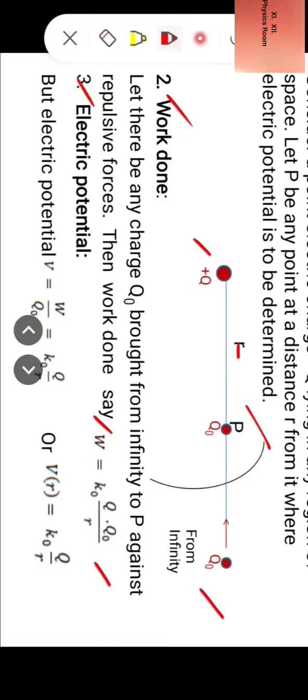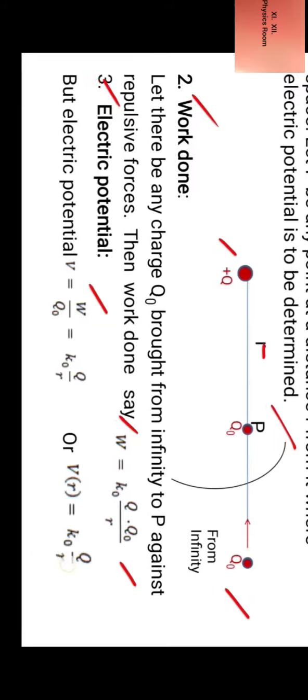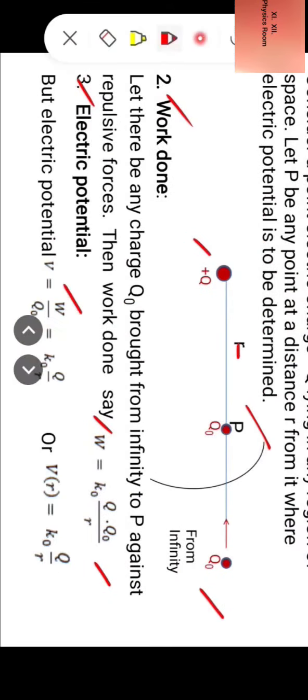Now, third, electric potential. Because electric potential V is equal to W by Q naught, or it is equal to K naught Q by R. Because Q naught shifts to the right hand side under W, so it will become W by Q naught, and W by Q naught is V, electric potential V. V(R), R within bracket, shows that it is V at a distance R from the charge plus Q. So therefore we can write V(R) is equal to K naught Q by R.